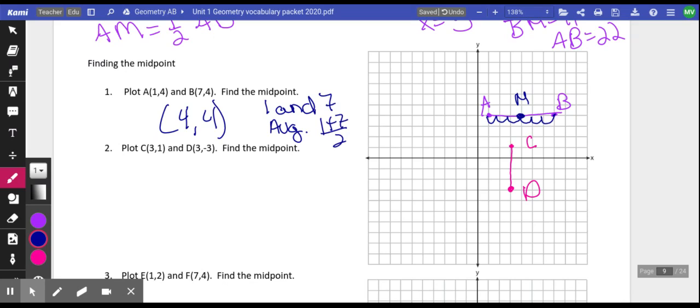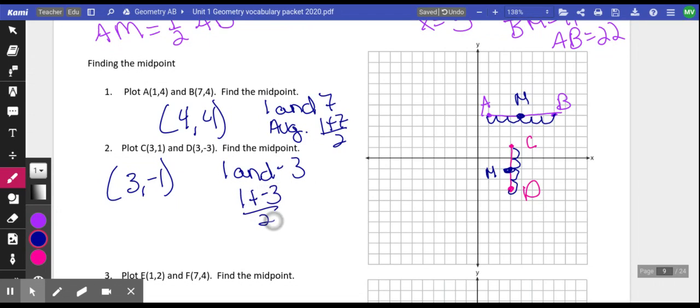When I do CD, again, I can count. They are 4 apart, so halfway is 2. So that's the midpoint there. And so there, my midpoint is 3, negative 1. Again, they have the same x, so I'm only looking for the y value. So again, the middle between 1 and negative 3, I find the average, 1 plus negative 3 over 2, and that gives me negative 1.